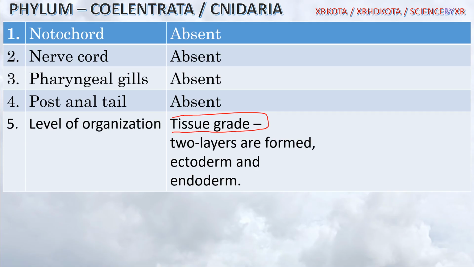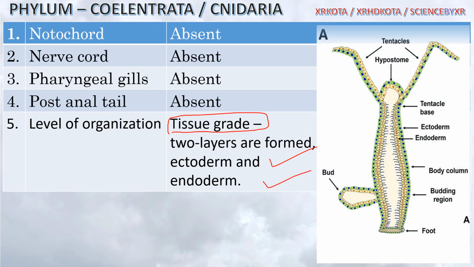The first time these organisms have become tissue grade, because before that the phylum which is there, Porifera, did not have tissues. The body was made up of only cells. So two tissues are formed here, and these are ectoderm and endoderm. So they have got two tissues, and that is why the level of organization is tissue grade. Here you can see ectoderm, which is shown in the green color, and endoderm, which is shown in the yellow color. So these are the two tissues which are forming their entire body.